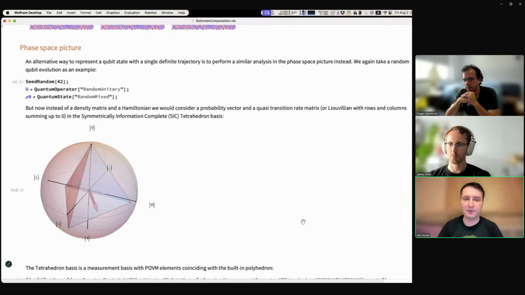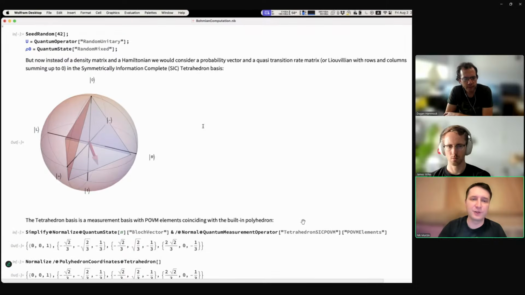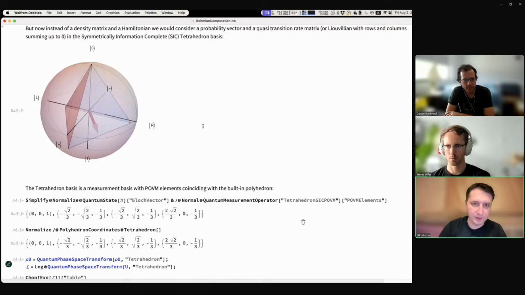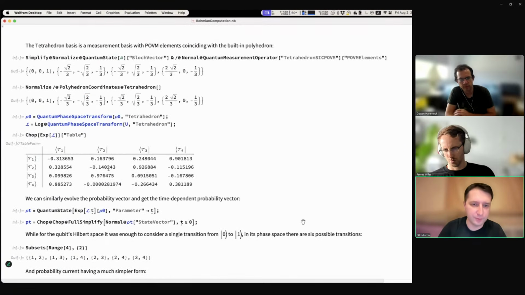Now you don't have any complex amplitudes, you just have probabilities, but the thing that changes is the operations: how operations on those qubits differ from classical probability theory. In a way, we were trying to compute a stochastic matrix, for example, right? But these probability vectors and unitary transformations would correspond to quasi-stochastic matrices like this, right?